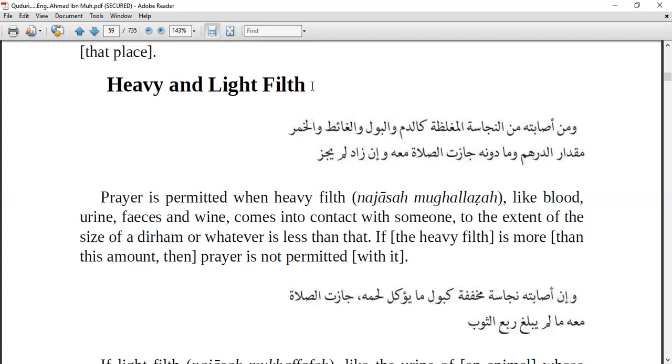But if it's more than that, it's more than the size of a dirham, then your salah in that case is not permitted. What is the size of a dirham? Easy test. Open your palms wide and then pour water in the middle of it. When the water stops flowing off your palm, it stays at the center of it. The diameter of whatever the water is, that is the size of a dirham, or the kind of size of dirham that they used to have, on which this hukum is being built.